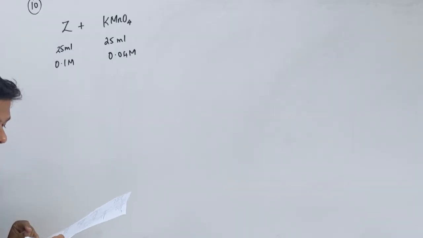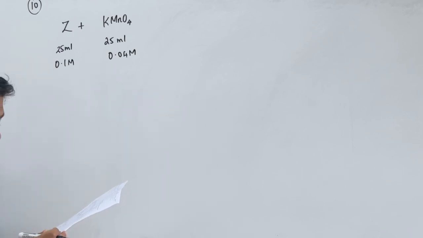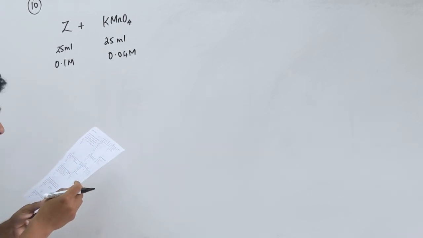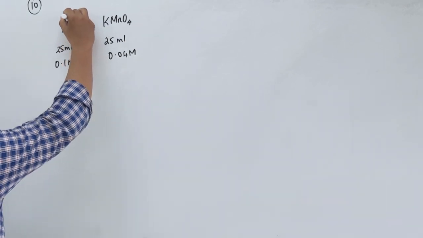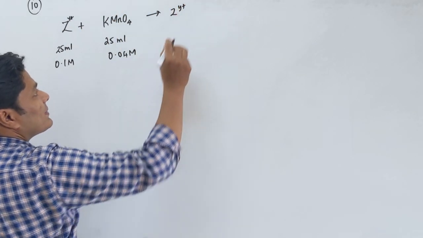Question number 10. This is a small correction: this is supposed to be 0.04 molar. I think I summed up pretty much what the question is saying. Which of the following is the most likely representation of the oxidation state of Z when it goes to the other side? So this is already a stable cation, X plus, which is going to Z Y plus.